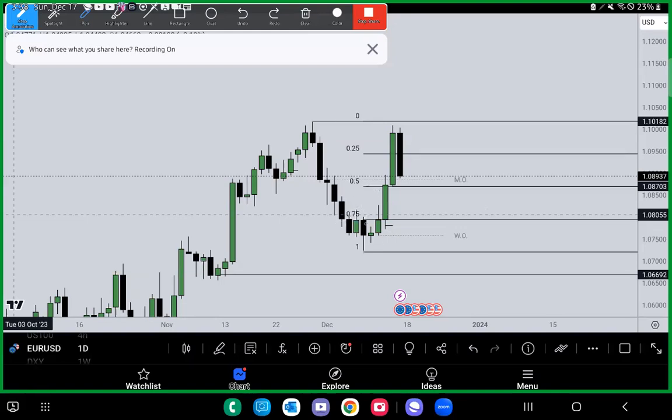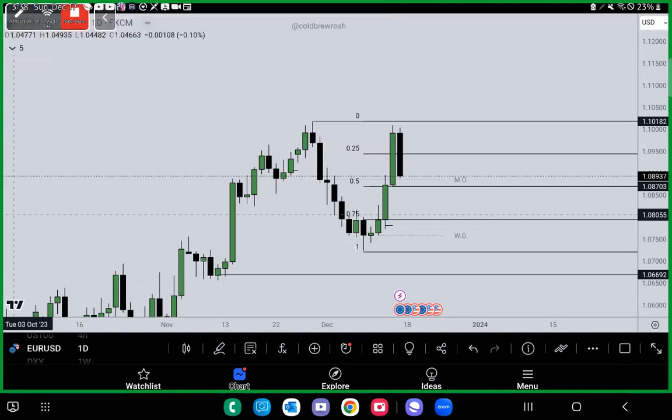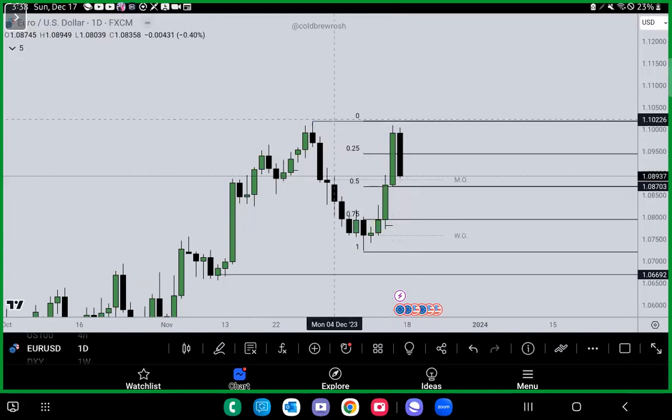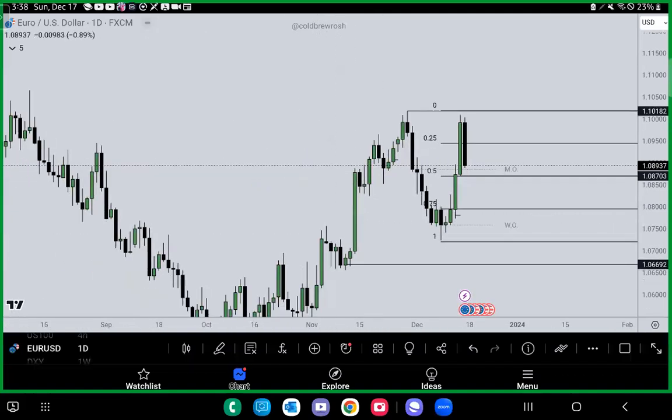So in terms of PD array matrix, what we have is an order block. We do have a rejection block, breaker block, but then we have this fair value gap right here. And the biggest thing is open, low, high, close should take us back to, I'm calling 110-200 as the draw for this particular week.